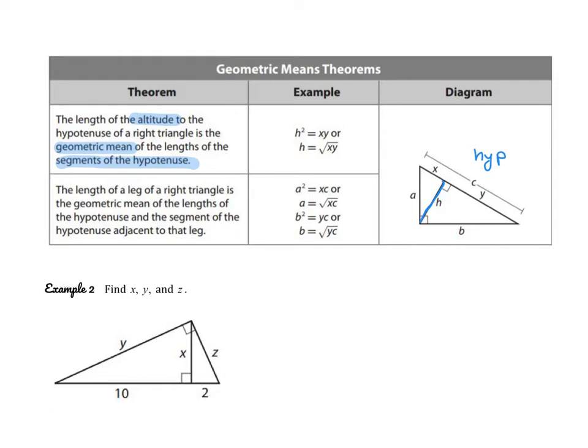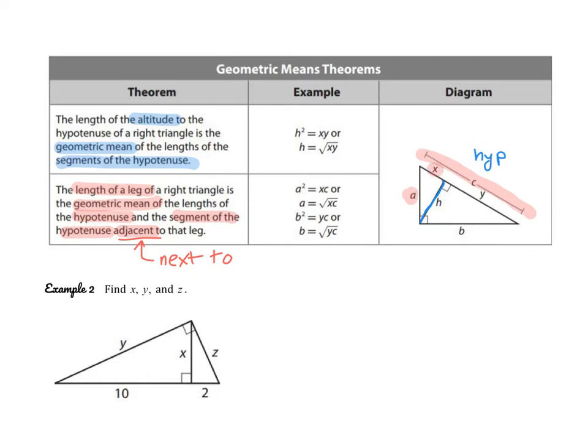So the length of a leg, so let's say we start with A. It could be A or B, and we can actually do it for both scenarios. So the length of the leg is the geometric mean of the length of the hypotenuse. So our hypotenuse is C. And the segment of the hypotenuse, right here, that is adjacent to the leg. So adjacent is the key word here. Adjacent, remember, means next to. So that adjacent part would be x.